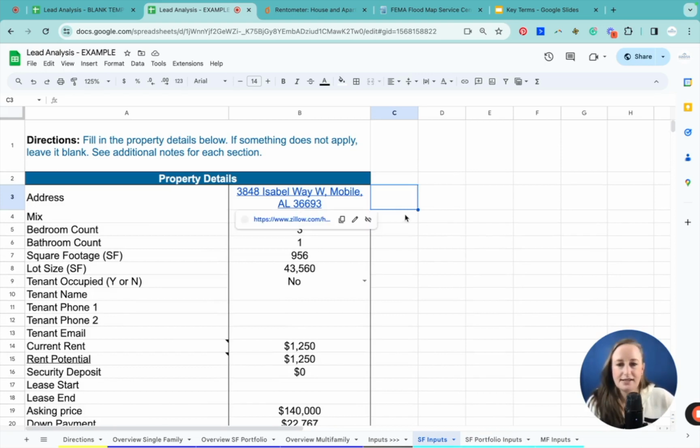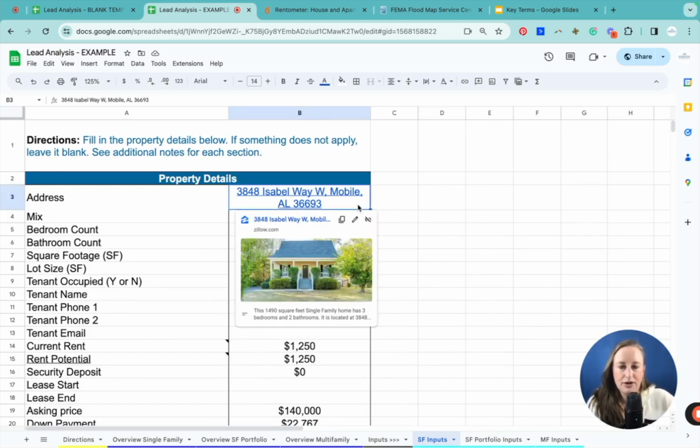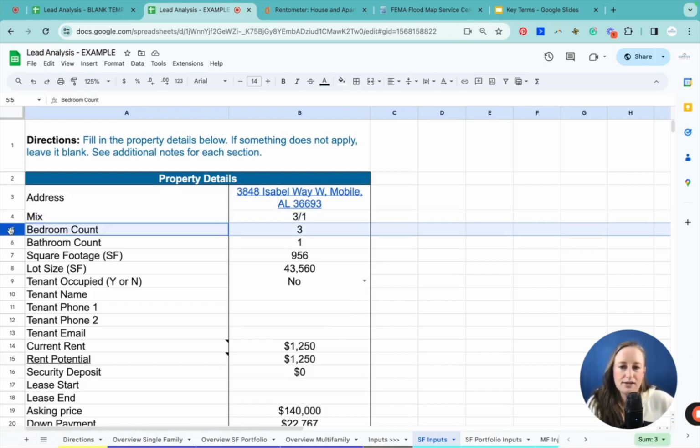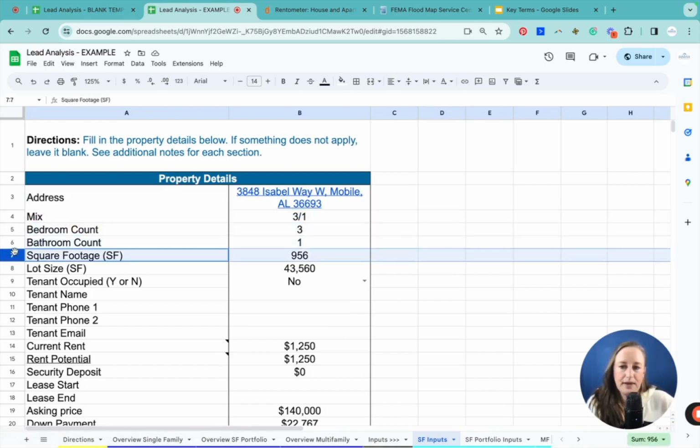Anyways, this is a single family house in Mobile. First you're going to put in the address. I like to add the Zillow link, but you don't need to do that. You just need the basic address. Then you're going to put the unit mix, so how many bedrooms and bathrooms. This one's a 3-1, so 3 bedrooms, 1 bathroom. Then you're going to input the square footage. This one is 956 square feet. You're going to put the lot size in square feet.